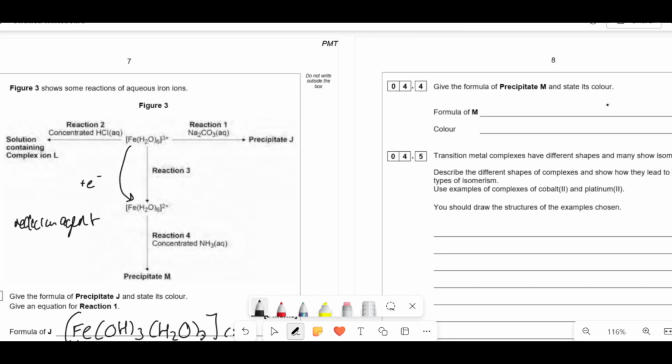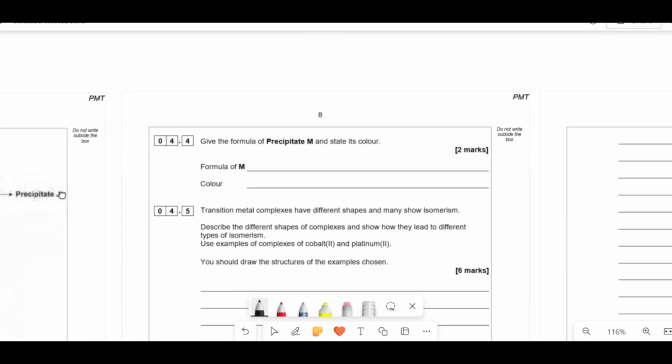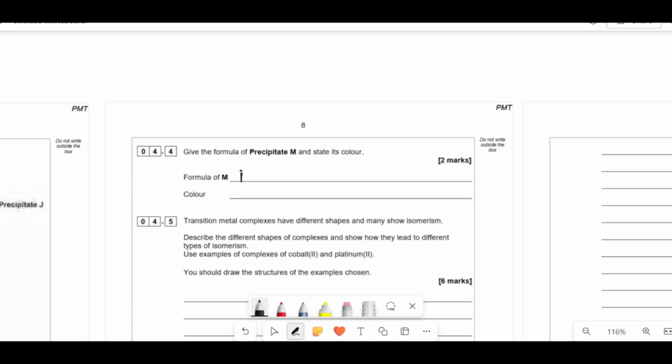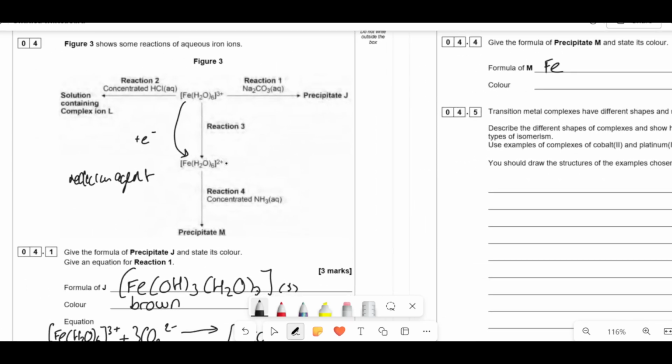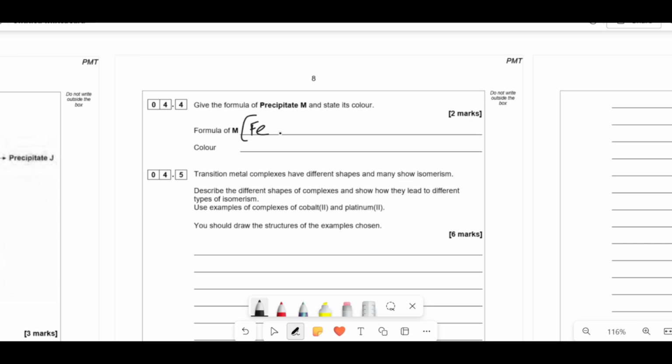Next it says give the formula of precipitate M and state its color. So we're adding Fe(H2O)6 2 plus and a concentrated amount of NH3, and then we end up with a precipitate. So the precipitate has to be something to do with the Fe2 plus, right? So it's Fe2 plus, and there's going to be OHs in it, and there's going to be H2Os. General rule of thumb is that if it's got no charge left, it's going to become a precipitate in this topic. So in this case, Fe2 plus, it's going to have 2 OHs, and the rest is still H2Os, so you got 4, right? That's how you do that. And its color is going to be whatever the color of the Fe2 plus ion is, which is green.